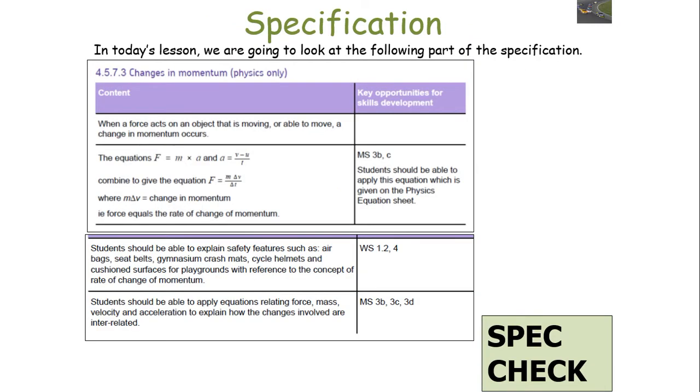That's going to look at the following part of the GCSE specification, 4.5.7.3 changes in momentum, which you'll notice is a separate science only part of the course. So if you do GCSE combined science, this will not be on your examination.